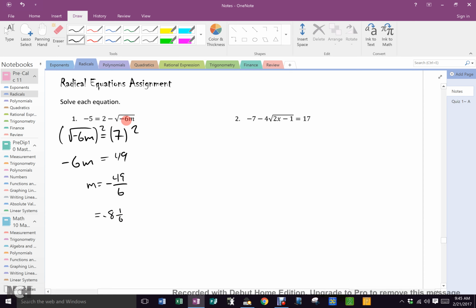So of course, what will the negative 6 and this 6 do? Cancel, which gives me the root of 49. And what is the root of 49? 7. And what is 2 minus 7? Negative 5. So it's right. Okay. All right. Number 2.